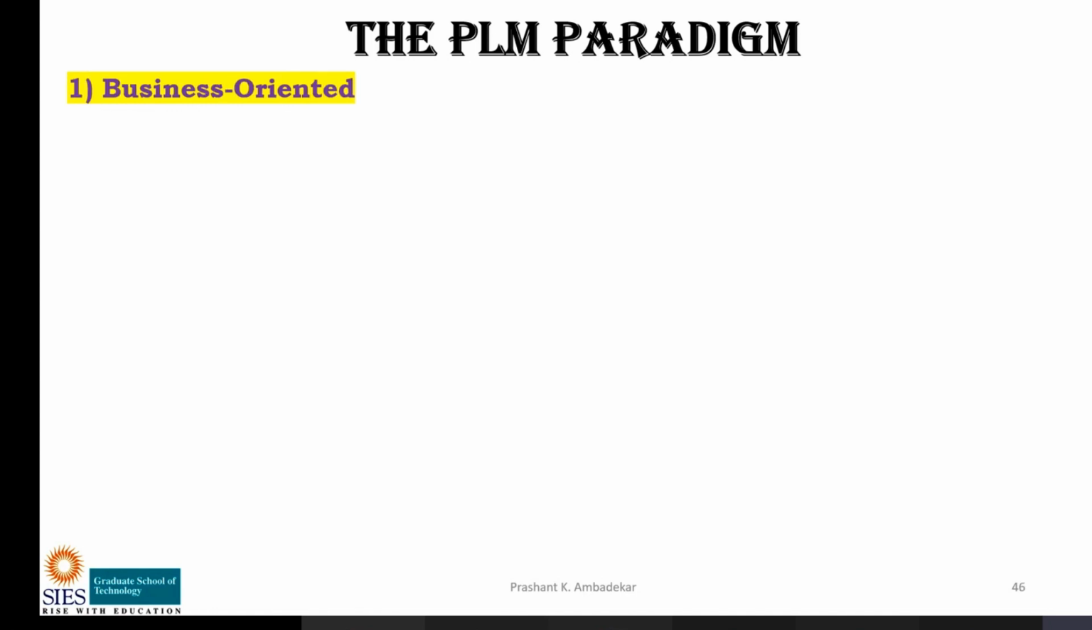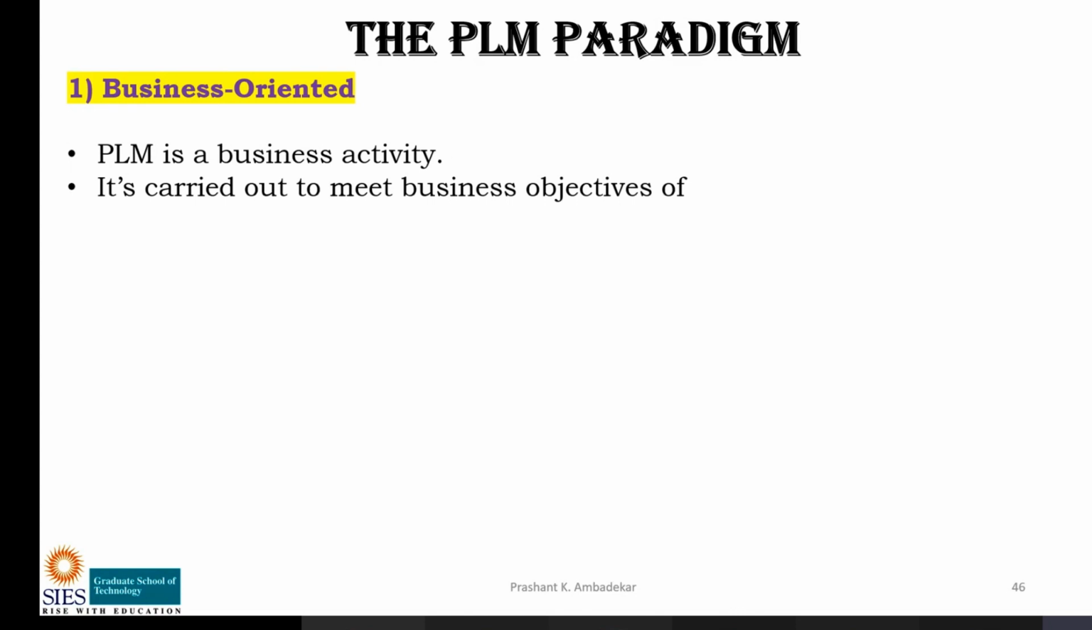So first it says that PLM is business oriented. PLM is a business activity. It is carried out to meet the business objective of increasing product revenue. So PLM is about business. There is a product, there is a business, and there is PLM. So, increasing the product revenue.